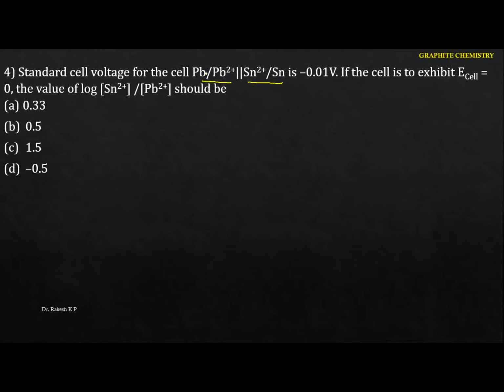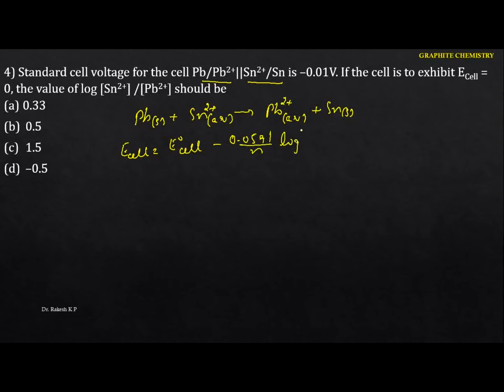We know that the left hand side always undergoes oxidation. Let me write the overall cell reaction. Lead reacts with the tin ion, which is aqueous, and gives the lead ion, Pb2+, and Sn, which is solid. If we apply the Nernst equation, E cell equals E naught cell minus 0.0591 divided by n into log of the concentration of the product. I'm going to take only the ions, the lead ion to the tin ion.